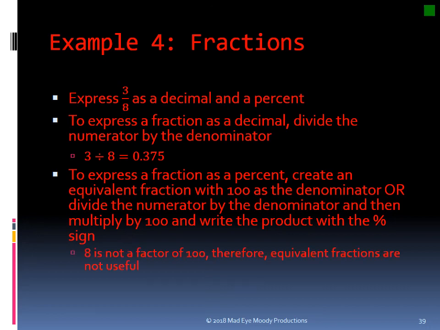So because 8 here is not a factor of 100, we can't use equivalent fractions. We could estimate, we could get pretty close, but that's not going to give us an exact amount. So instead, we need to divide our numerator by our denominator to turn that fraction into a decimal, and then we use the steps to turn the decimal into a percent. So we multiply the decimal by 100, which gives us 37 and 5/10, and we write that with a percent sign because we have expressed that as an amount out of 100.